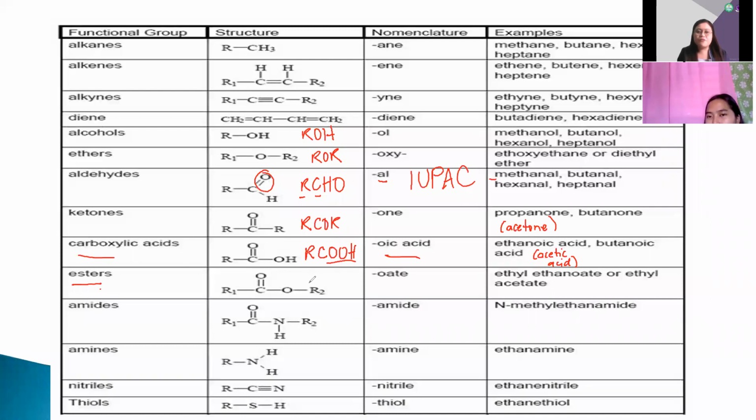Their structure is from the carboxylic acid, but this time it becomes RCOOR. So instead of the hydrogen on the last portion, it will be replaced by any functional group, but you still have the C double bond O and another oxygen there. We call these esters, and in their name we have the ending -oate, like ethyl ethanoate. The ending is -oate. This is the IUPAC name. The common name is ethyl acetate.